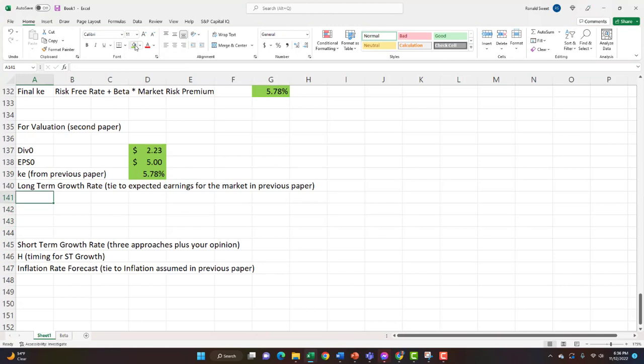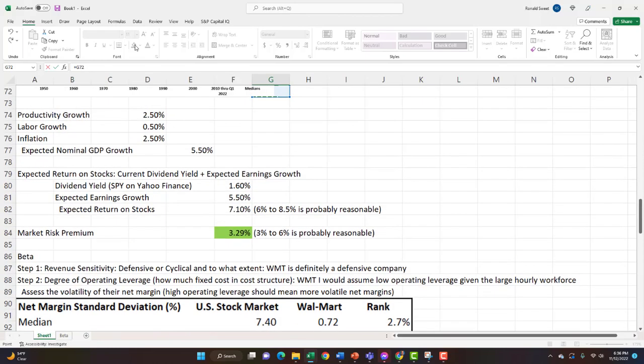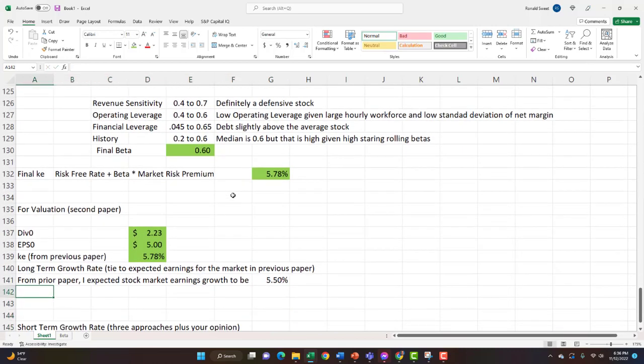I would go back and say, from prior paper, I expected stock market earnings growth to be, I'm going to go get that number. Let's go find that number again. Expected earnings growth was 5.5%. To me, Walmart is an end of cycle mature company.